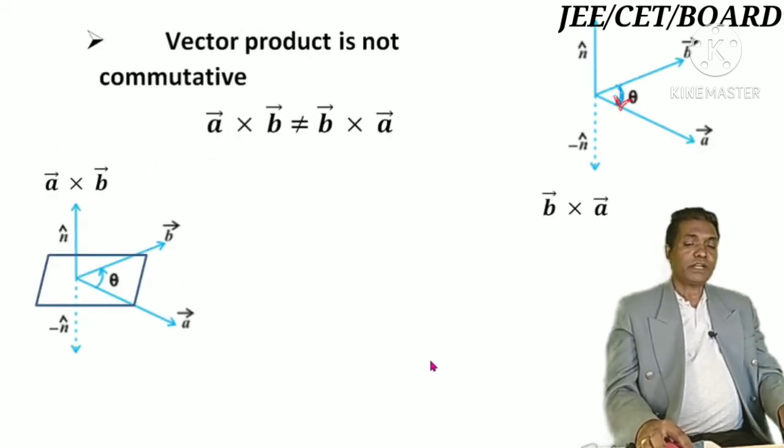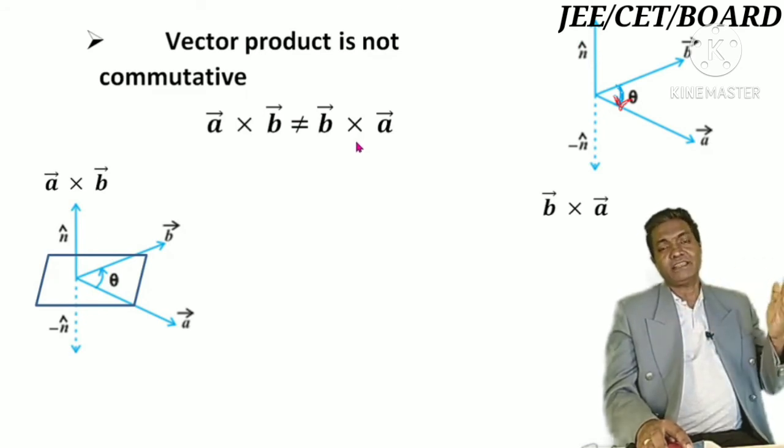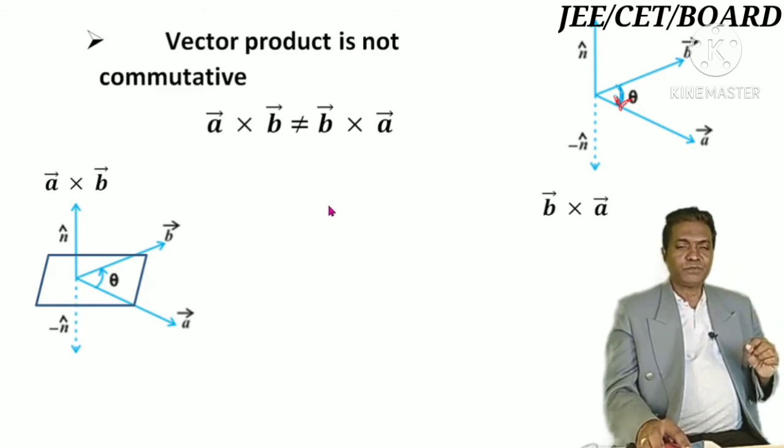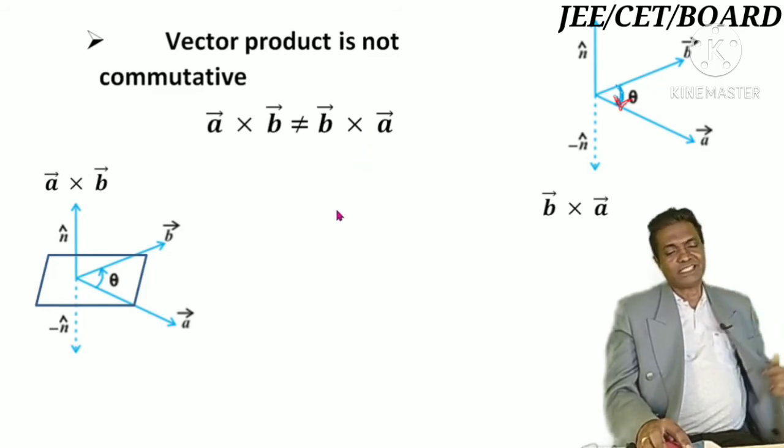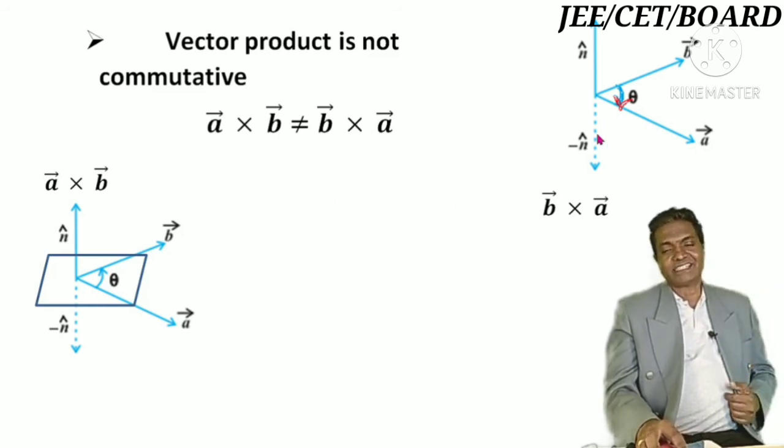Now one thing to be noted, cross product is not commutative. As the dot product is commutative, vector A dot vector B is equal to vector B dot vector A. But in case of cross product, it is not commutative. That is, A cross B is not equal to B cross A, because they are exactly in opposite direction.